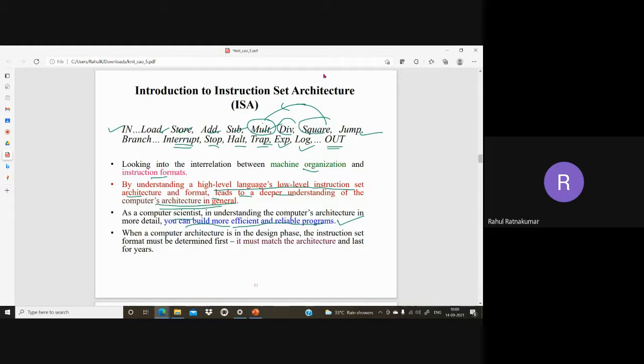So in the computer architecture design phase, the instruction set format must be determined first. The format has to be defined first, right? It must match the architecture. Say for example, you have an adder, so we should know what kind of adder it is, 4-bit adder, 5-bit adder, and what kind of architecture. Is it a carry look ahead, carry save, or carry propagate adder? So this whole thing should be understood, how much time it is taking, how many registers it needs, right? So before the design phase, the format has to be understood and it is correlated with the hardware architecture. And it has to be futuristic also.